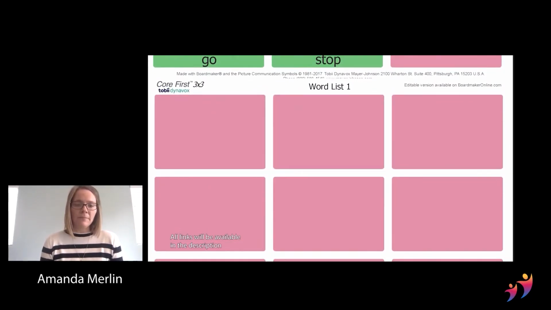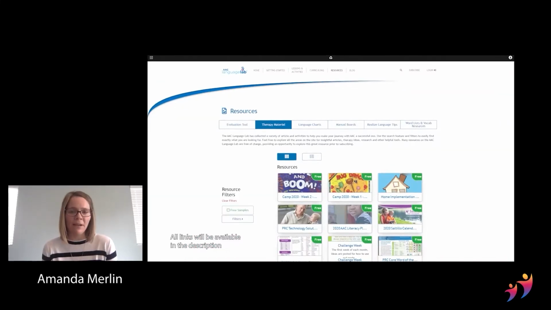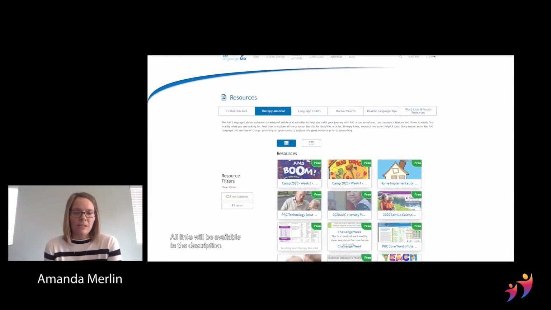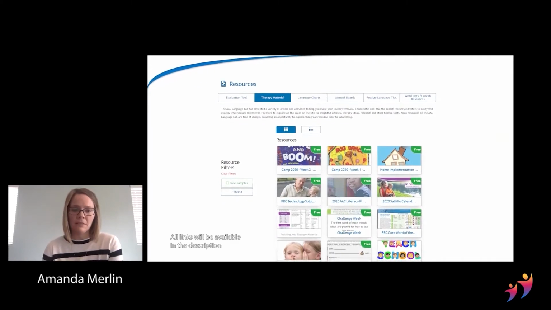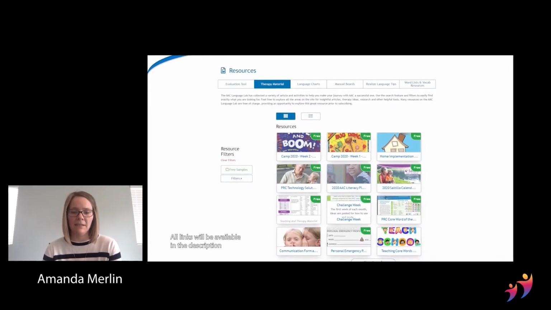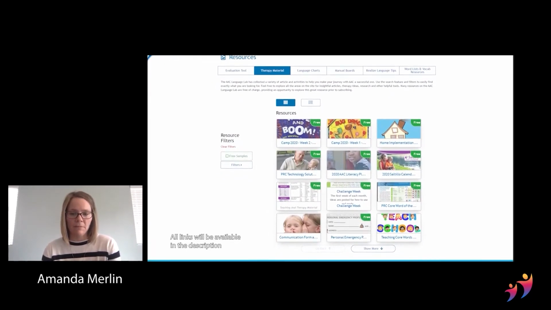AAC Language Lab, right now, because of the COVID-19 virus, they have free subscriptions. This is a paid service, but they do have a lot of free options for families, for lessons and activities, and they do have free core vocabulary boards as well.